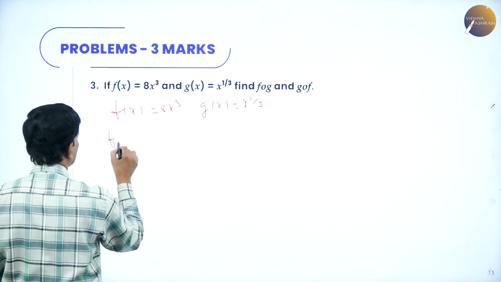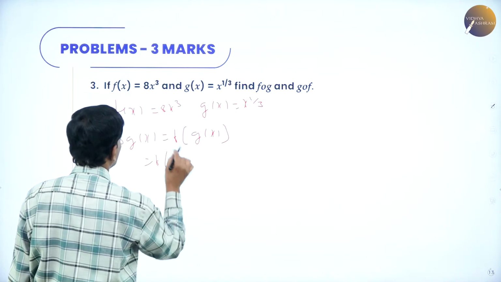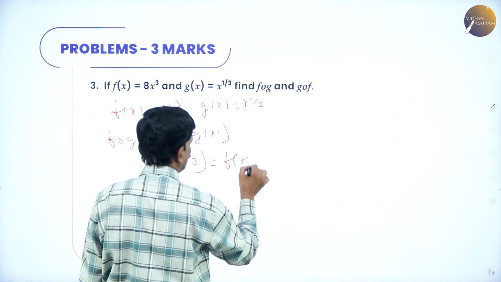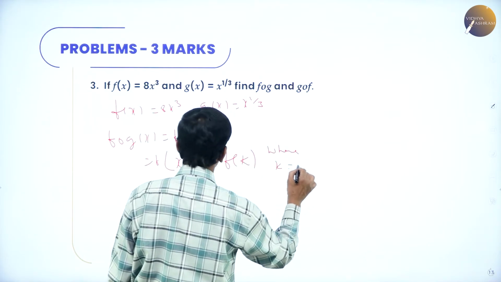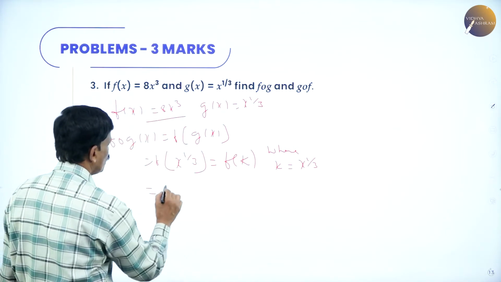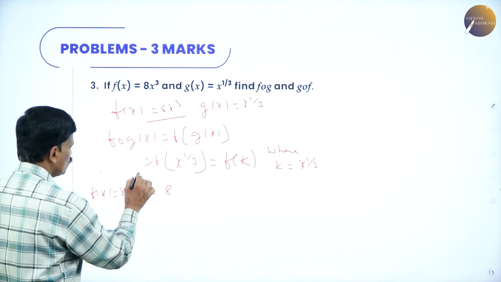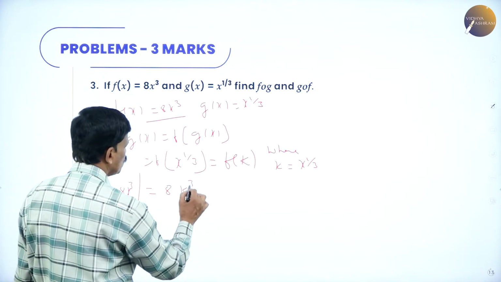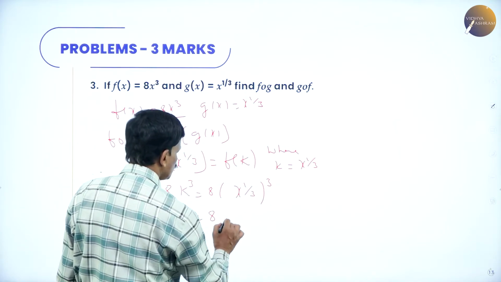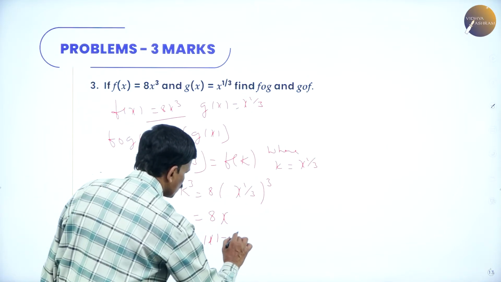Now first find out f naught g. F naught g of x is equal to f of g of x. So this is f of, what is g of x? It is x to the power of 1 by 3. Let us represent this as f of k, where as usual k is equal to x to the power of 1 by 3. This is of the form f of x. What is f of x? F of x is 8x cube. Since f of x is equal to 8x cube, f of k means 8k cube. 8 into, substitute the value of k. What is k? X to the power of 1 by 3. 8 into, this 3 and 3 gets cancelled, x. So therefore f naught g of x is equal to 8x.